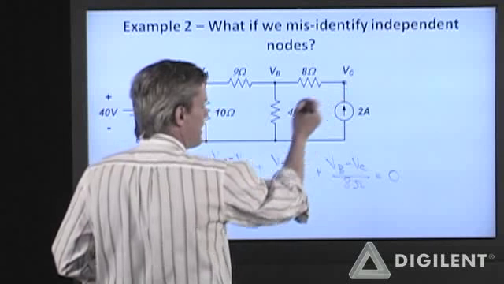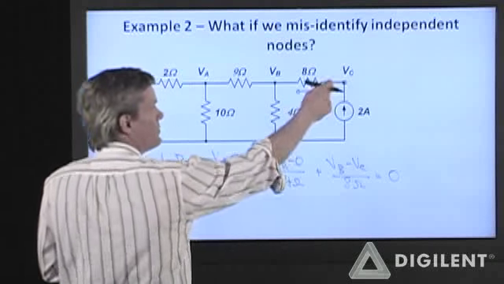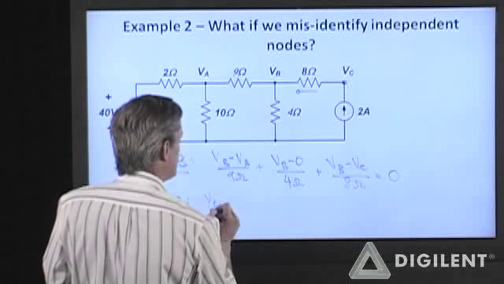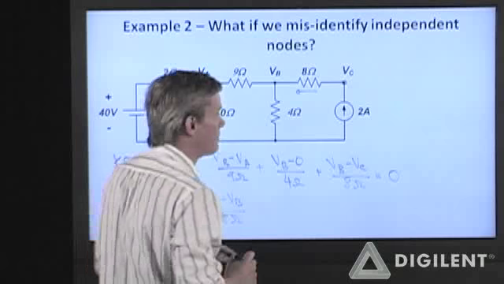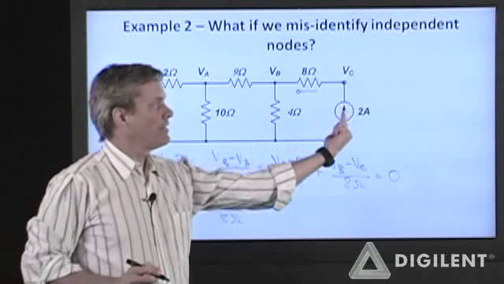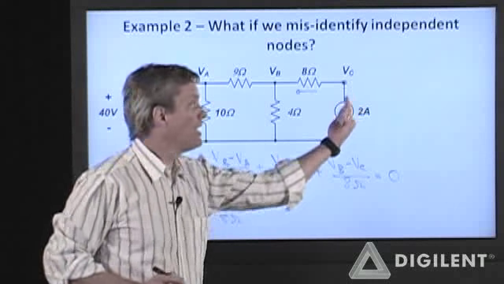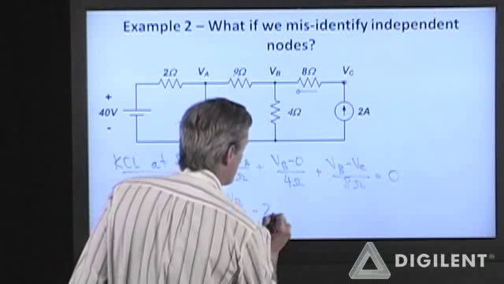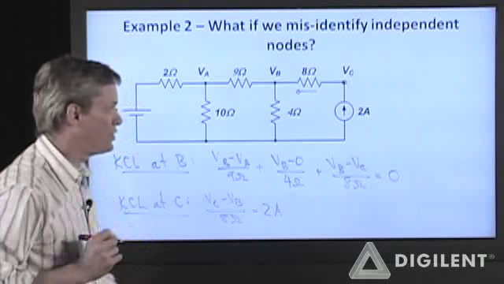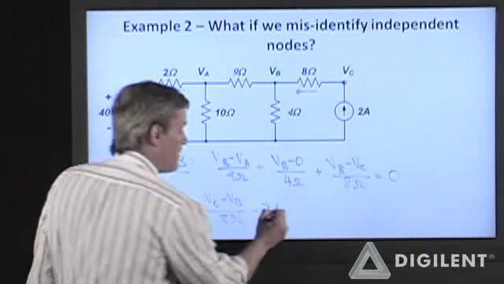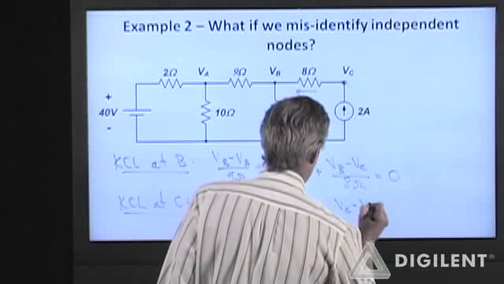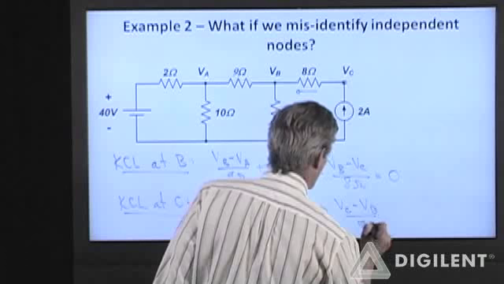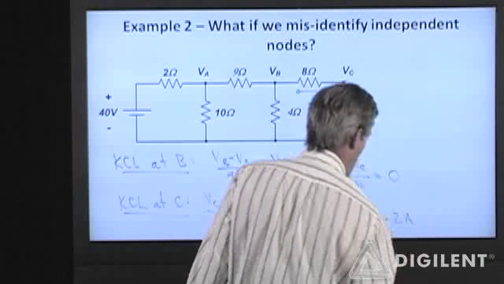KCL at C says that the current out of node C towards B is V sub C minus V sub B over 8 ohms. Now we have a 2 amp source going into node C. That becomes a minus 2 amp contribution. That's equal to 0. So V sub C minus V sub B over 8 ohms is equal to 2 amps.